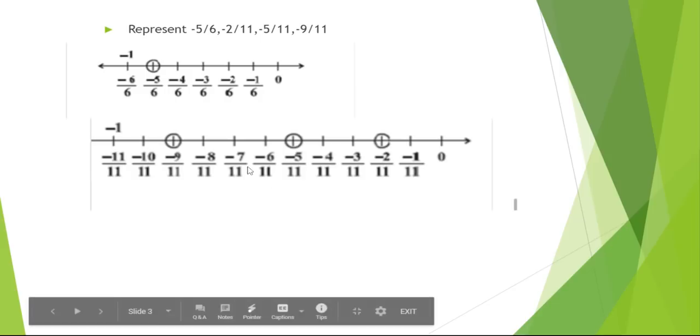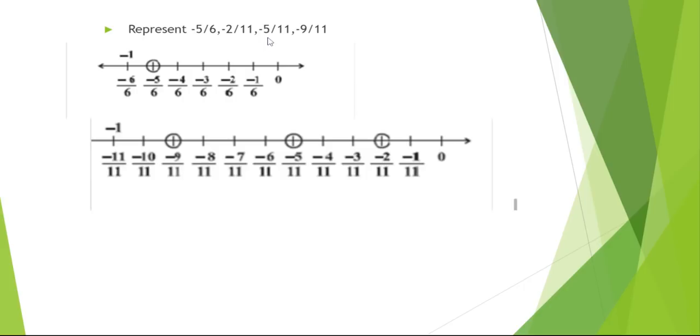Next, you need to represent minus 5 by 6, minus 2 by 11, minus 5 by 11, minus 9 by 11 on the number line. Now, if you look closely, minus 5 by 6 has to be represented on a separate number line, and the rest three can be represented on a single number line. Why? Because they all have a common denominator.